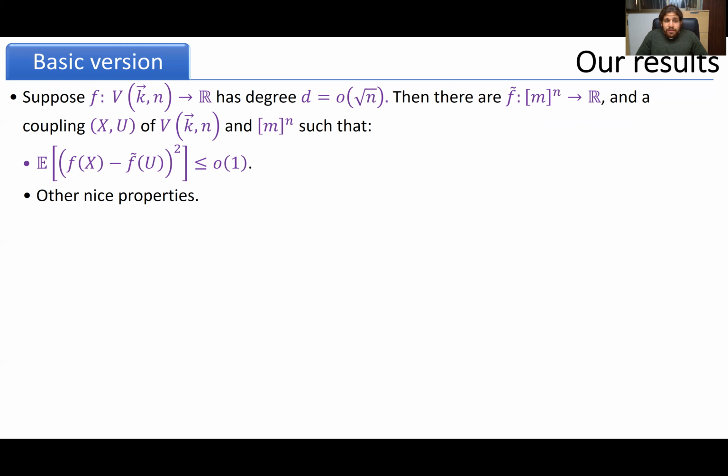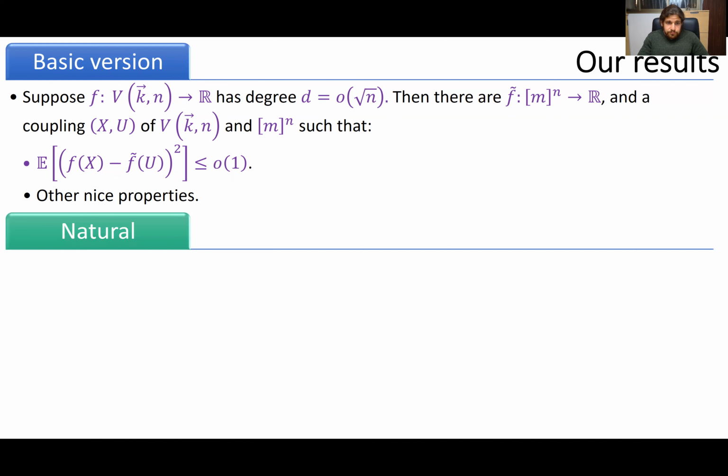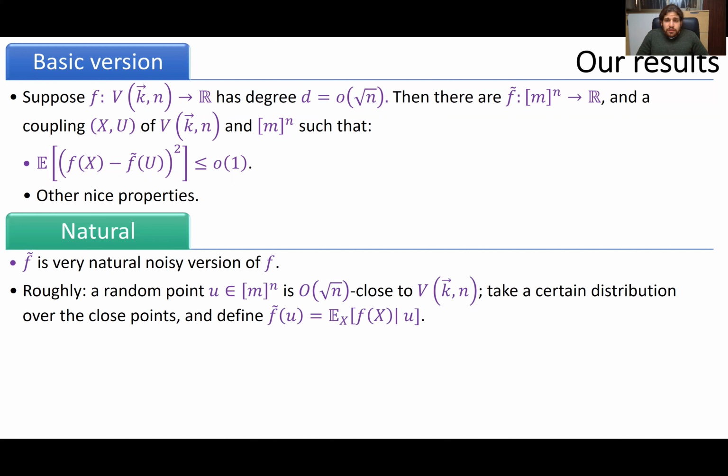So under this coupling, when I evaluate f at x and f tilde of u, these values are very close to each other typically, in the sense that the expectation of the square of the difference is very, very small. So this is what I mean by these functions behaving very, very similarly. I hope that this is similar enough. And this function f tilde has a bunch of other nice properties that I'm not going to list, but that we also use in our applications. And furthermore, the function f tilde is derived in a very natural way from f, and you can think of it as a very slightly noisy version of f.